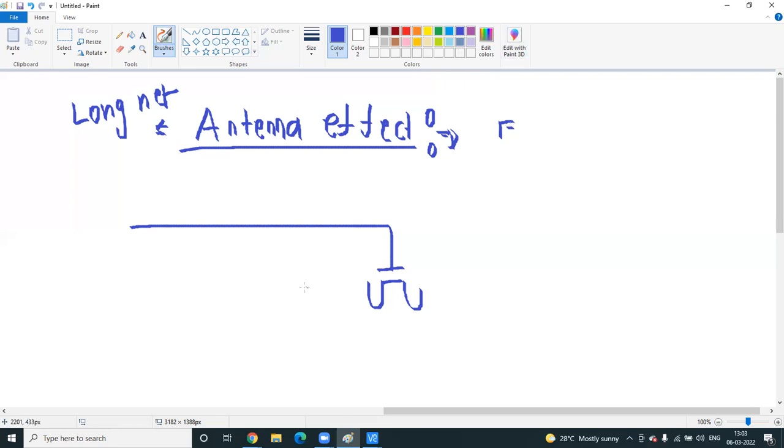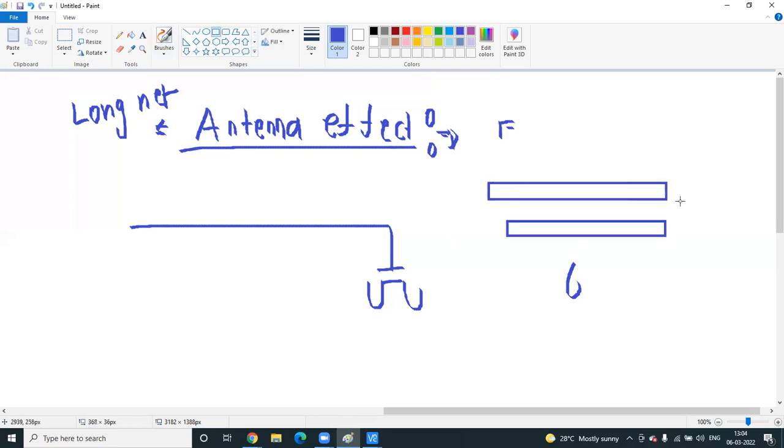When they do metallization, suppose M1 is done, then M2 they will do, with an SiO2 layer in between. So at the time of metallization, what will happen? One effect: etching. Every step they will do etching. Etching is removing the SiO2 layer, and then they will fill it with metal.